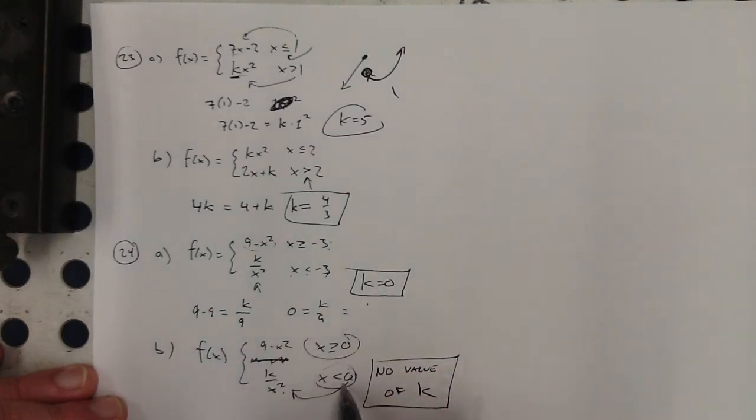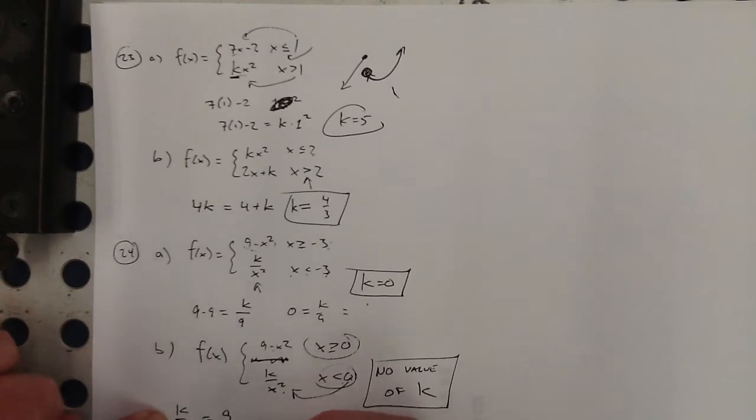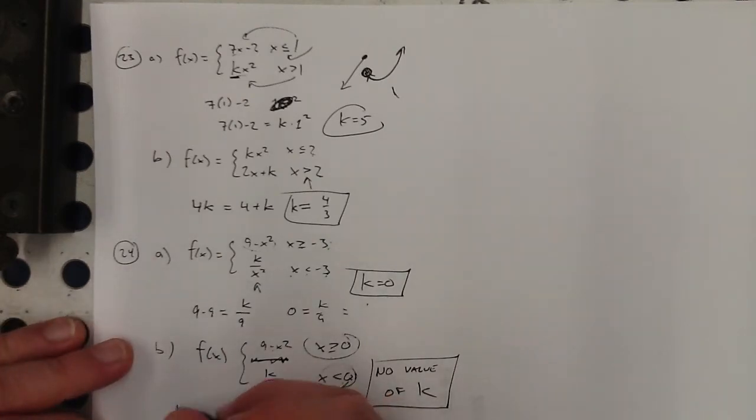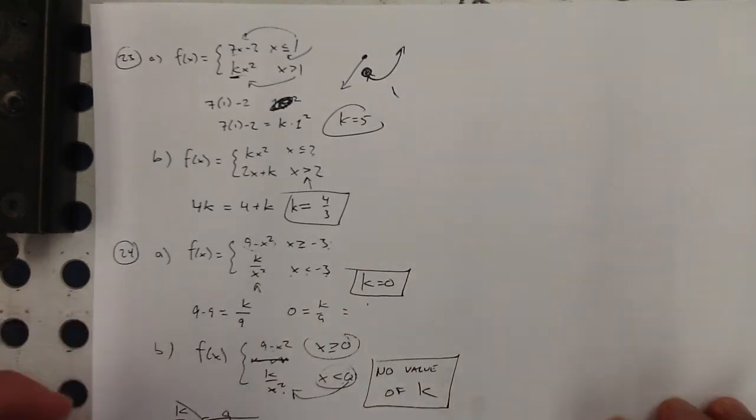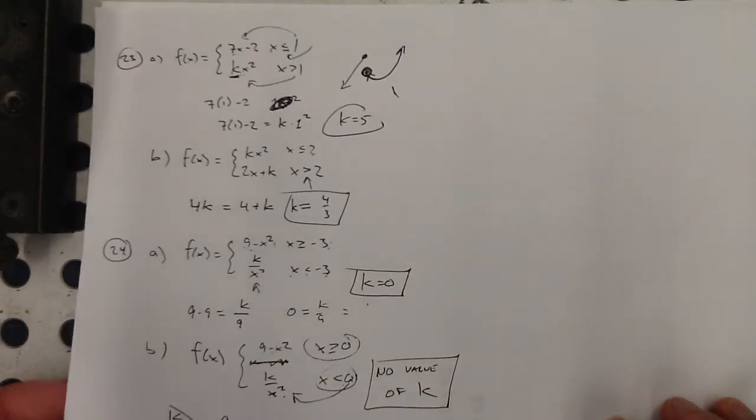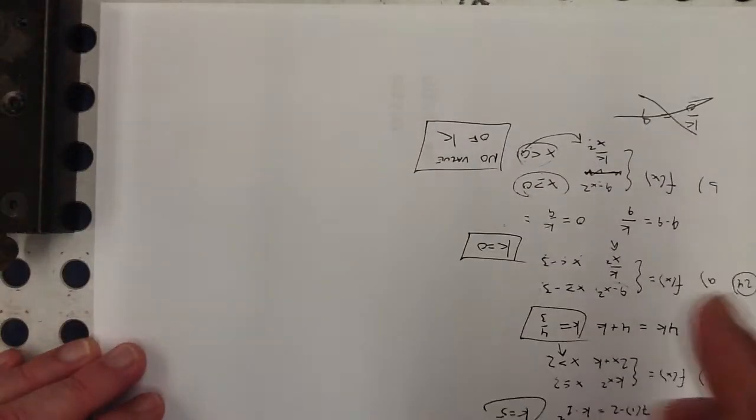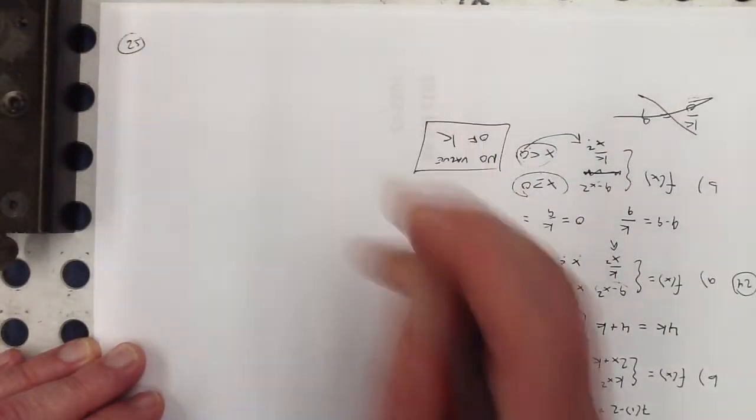Because if we plug 0 in, I get k over 0, trying to make that equal to 9 at x equals 0. There's no value of k that when you divide it by 0 is going to be equal to 9. This is undefined here, so it can't be fixed. Sorry.